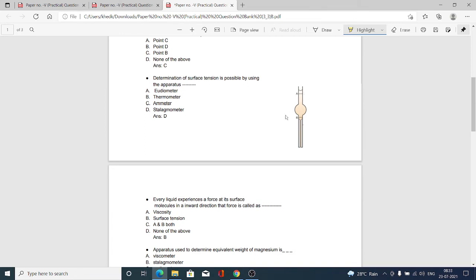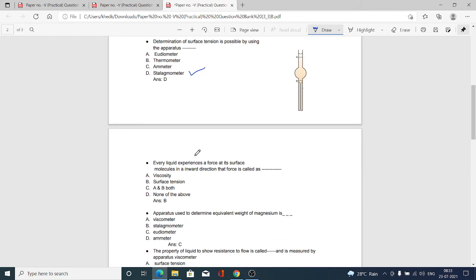Then, multiple choice questions on this experiment. First MCQ: the determination of surface tension is possible by using the apparatus dash dash. Option A, hydrometer. Option B, thermometer. Option C, ammeter. Option D, stalagmometer. Option D, the stalagmometer, is an instrument which is used to determine the surface tension, and hence option D is the correct one.